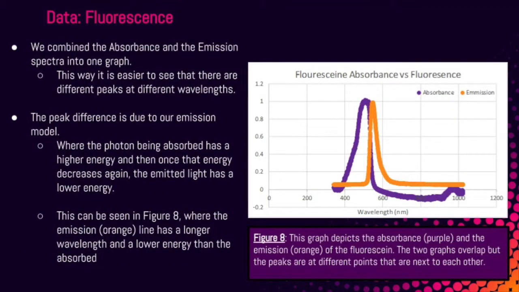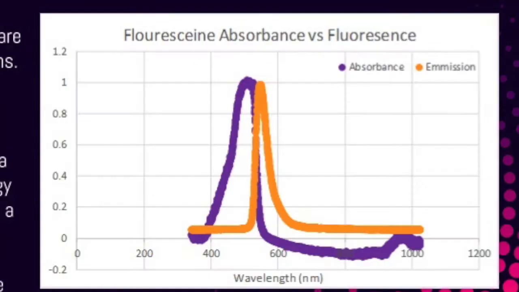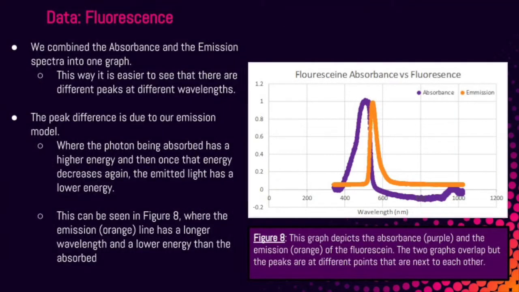Here in Figure 8, we overlaid the absorbance and the emission spectra to see the wavelengths easier. So there's a peak difference here. The absorbance and the emission peaks do not overlay each other, and that could be because when a photon gets absorbed on a molecule, the molecule will jump to a higher energy state, and then when the molecule eventually comes down to that lower energy state, it'll emit another photon of a lower energy than it was absorbed originally. And that lower energy photon is the emission spectra. That orange graph right there has a longer wavelength, which means a lower energy, compared to the absorbance, which has a shorter wavelength and a higher energy.